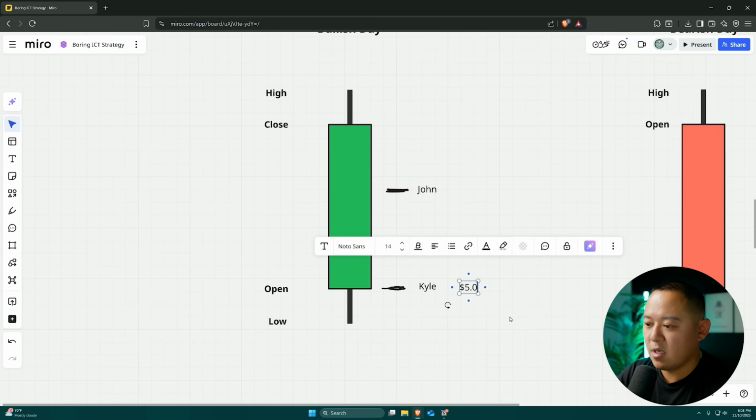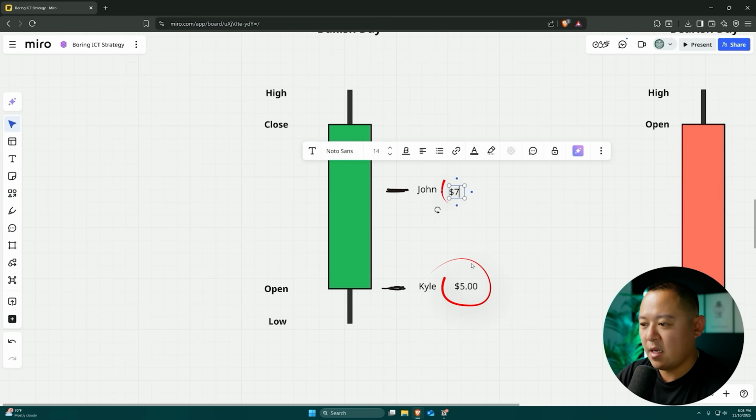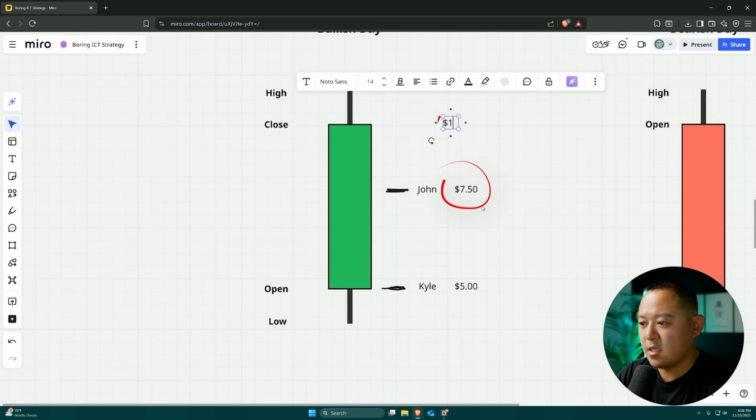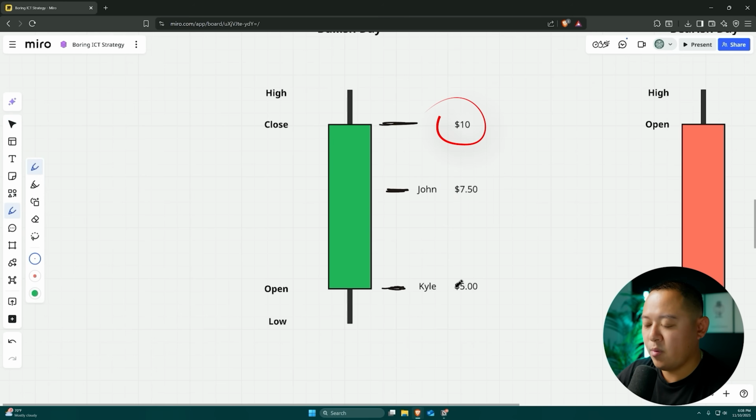So let's just assume that the opening price is $5, right? And John is entering at say $7.50. And then this market actually closes where? At $10. So let's say it opened at $5 and it closed at $10. Who makes the most amount of money on this specific day? Kyle or John? Clearly I have, because I made $5 profit on the day. Meanwhile, John has only made $2.50.